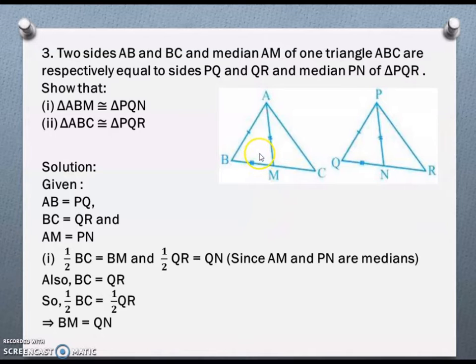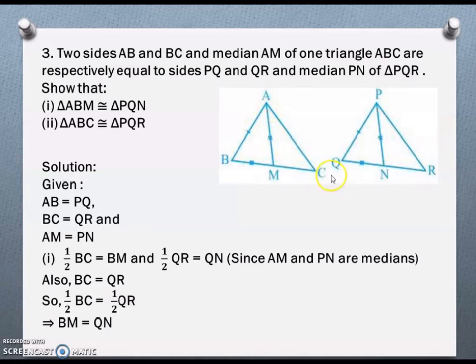So if you consider these two triangles now, ABM and PQN, in these two triangles all three sides are equal. AB and PQ are given equal, AM and PN are also given equal, and BM and QN we have proved equal. So you can prove that these two triangles are congruent by SSS criteria. Angle B and angle Q are equal by CPCT.